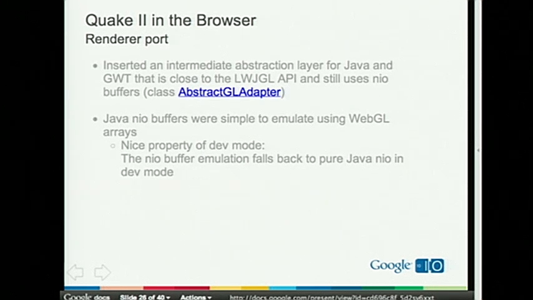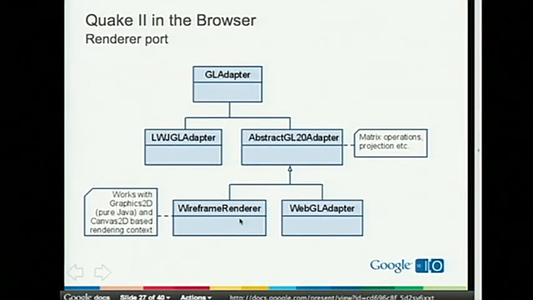So instead of a pure drop-in replacement for LWJGL, we added an intermediate abstraction layer that is close to the original API and still uses NIO buffers. And the NIO buffers we emulate using WebGL arrays. A nice property of the GWT development mode is that the NIO buffer emulation falls back to pure Java NIO in development mode. And that enabled us to create a wireframe renderer that we could use to debug in development mode without needing WebGL.